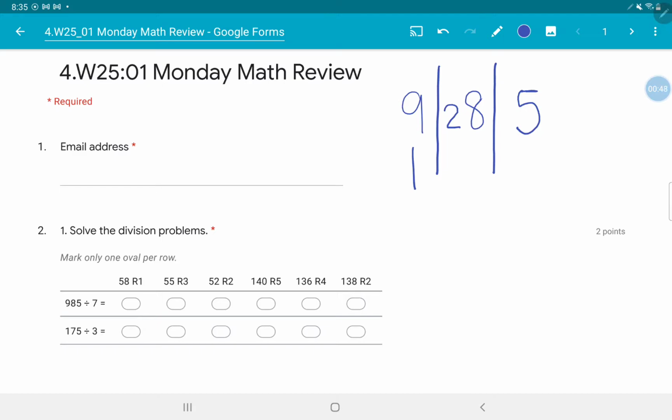Now, how many 10s do I have? 28. 28. So how many times can I put 28 things into 7 groups? Christopher? 4 times. 4 times. Do I have anything left over? No.